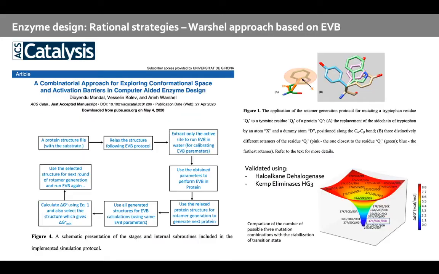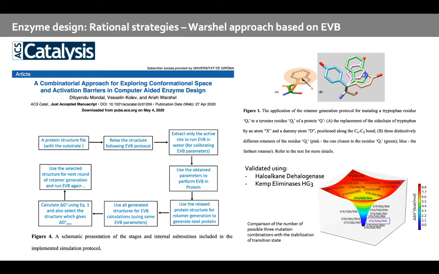Similarly, in this line, of course, we have Warshel's approach. So he's the main EVB developer. There is this paper in ACS Catalysis, very recent, just accepted, where they also proposed an approach for computer-aided enzyme design. They say that it's a combinatorial approach for exploring conformational space and activation barriers.